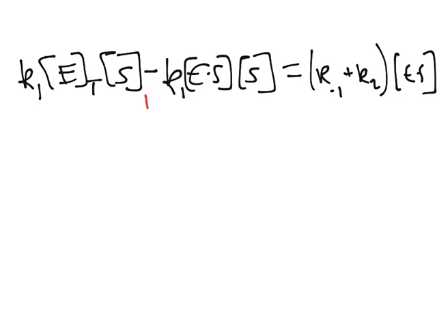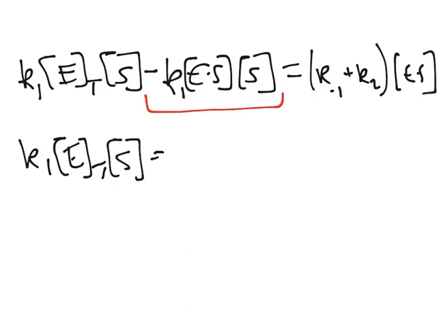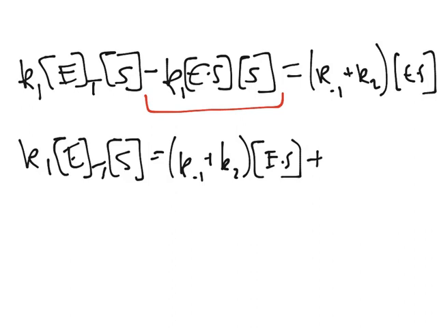Now I'm going to add this term here to both sides of my equation, because I'm just going to do some mathematical manipulations till I get a nice equation here. So now I've got K1 times the concentration of total enzyme times the concentration of substrate equal to K minus 1 plus K2 times the concentration of the enzyme substrate complex, and then that term that I've added, plus K1 times the concentration of complex times the concentration of substrate.